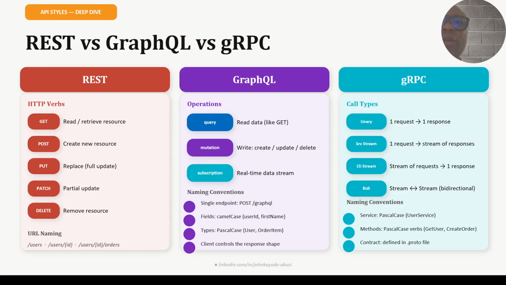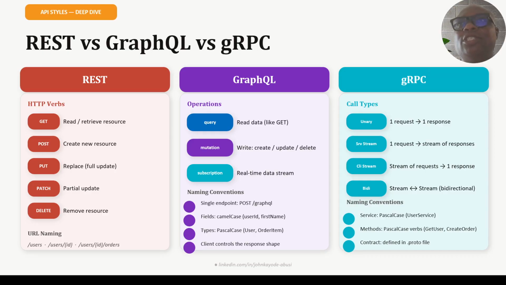And the naming convention, you can see single endpoint, POST, /graphql, feed, username, this type, Pascal keys, this and that. So what it means here is that you don't have multiple endpoints like we have in REST, but just one endpoint for GraphQL. When you have a single endpoint, your mutation, your query, or your subscription is kind of embedded or built into that endpoint.